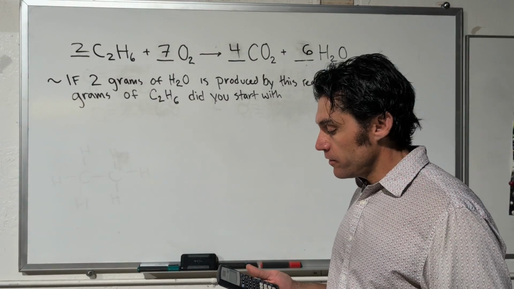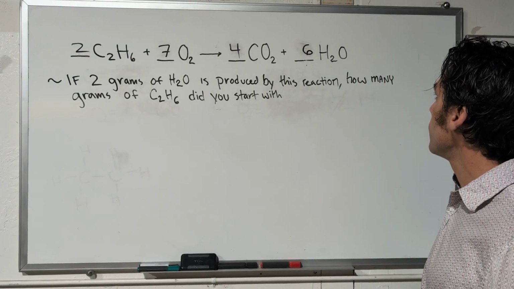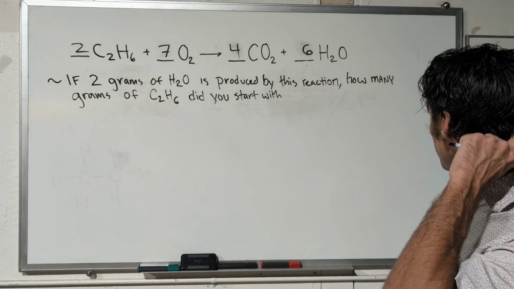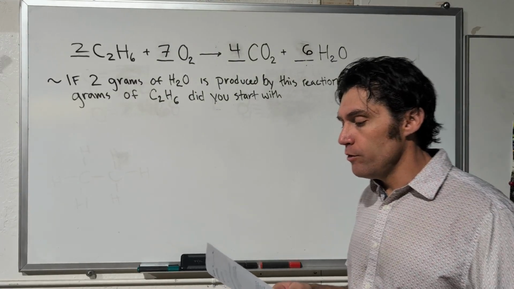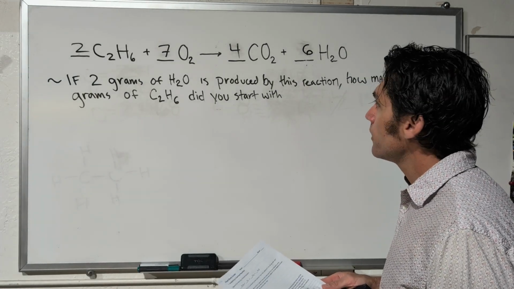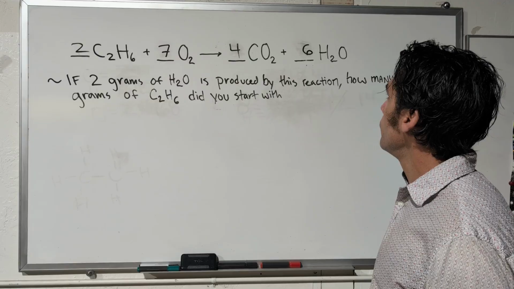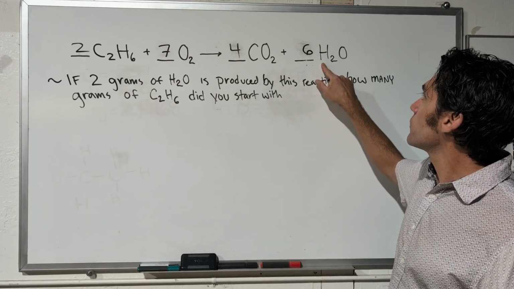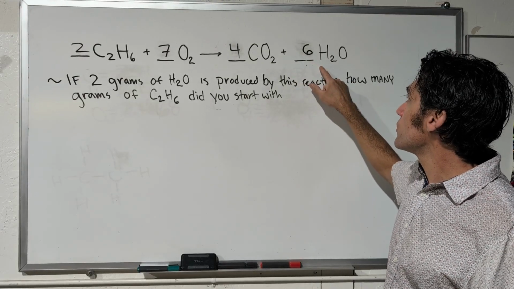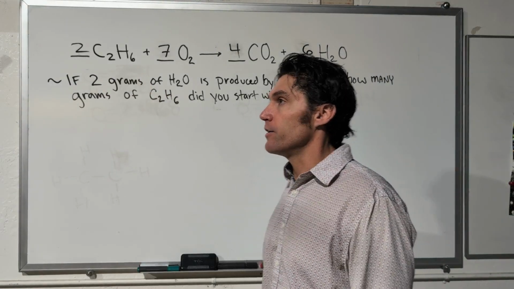The next part of this study guide has this question right here. It says, if 2 grams of H2O is produced by this reaction, how many grams of C2H6 did you start with? We can do that by using moles. We know we got 2 grams of H2O, and we know that for every 6 molecules of H2O, because remember that coefficient tells us how many molecules, we needed 2 molecules of C2H6.